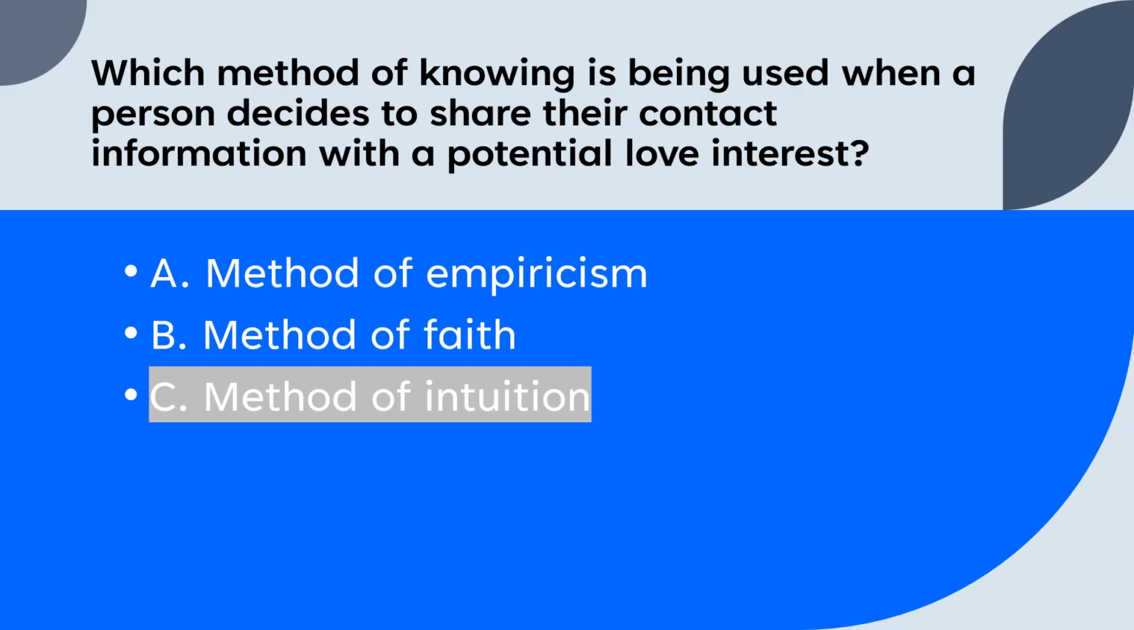Alright, so this is a tricky one, but some things considered, if you selected method of intuition, that is correct. Often in these situations, individuals are going with their gut feelings and perhaps subconscious and conscious interpretations of body language, eye contact, gestures, and voice that may indicate a person's romantic interest. Last question coming up.